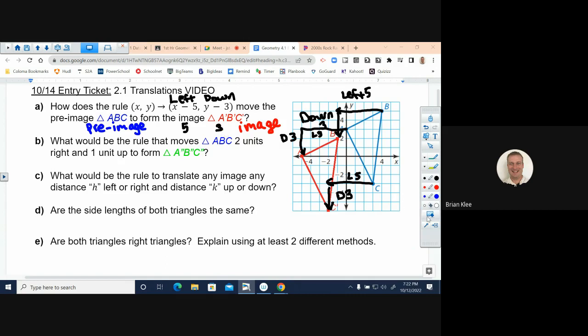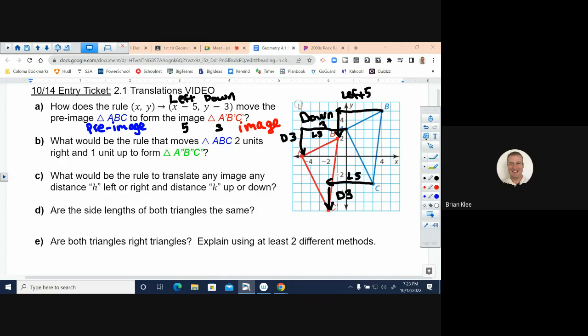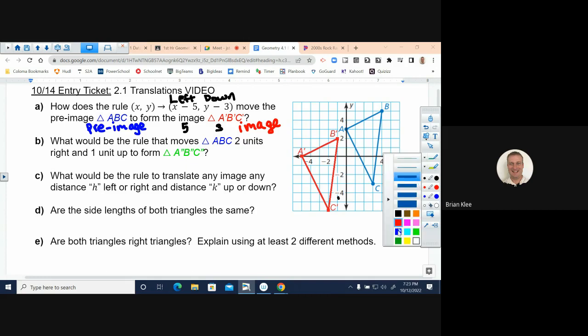Okay, so with that done, sorry about that. Now I'd ask, what would the rule be to move triangle ABC 2 units right and 1 unit up? First, let's graph what that looks like. Got a little graph paper. Pause it real quick and graph that.